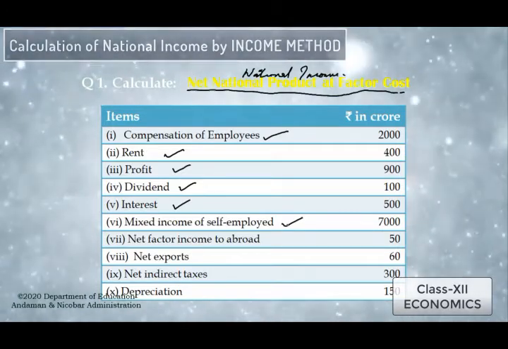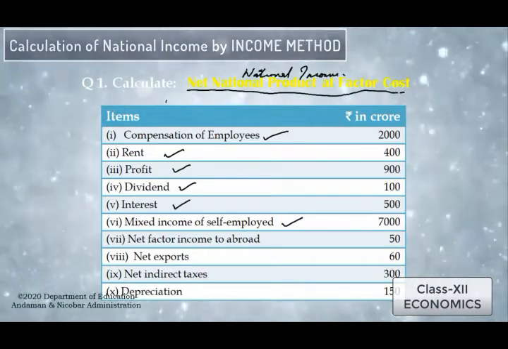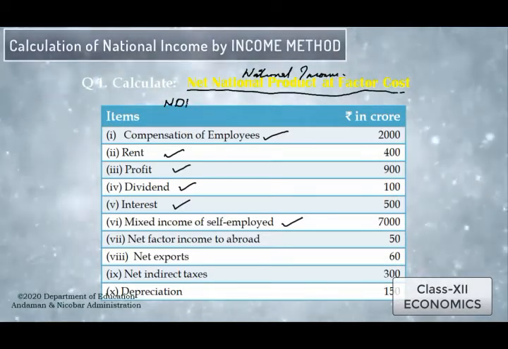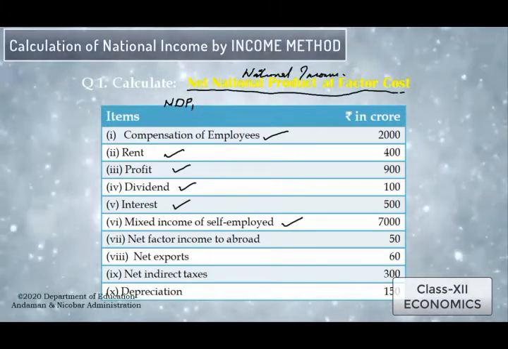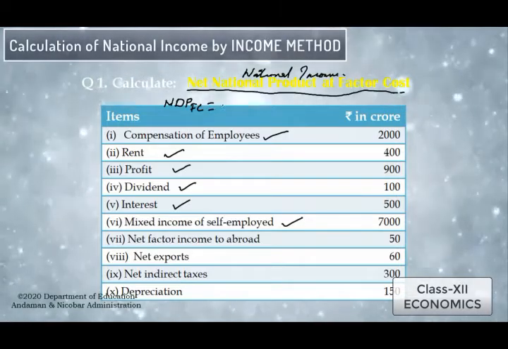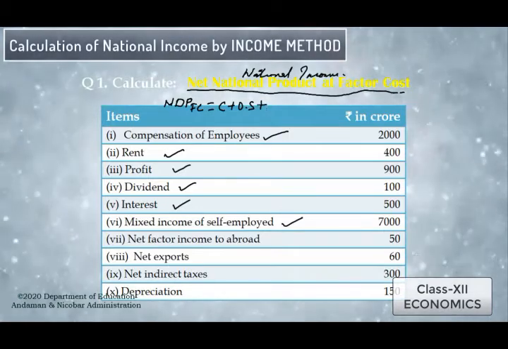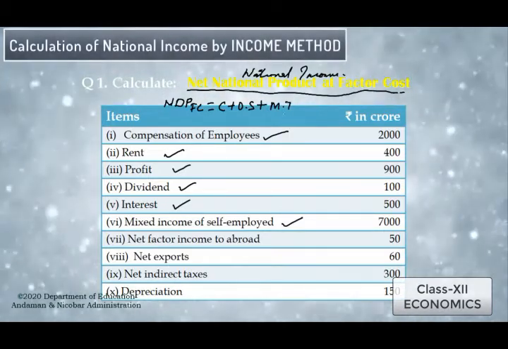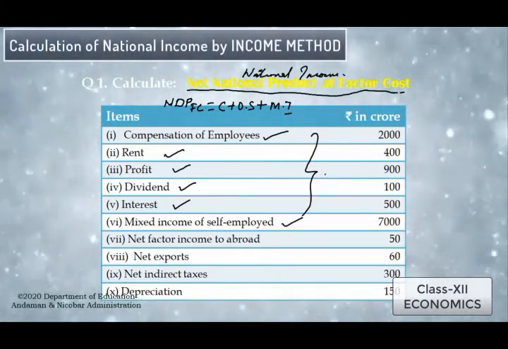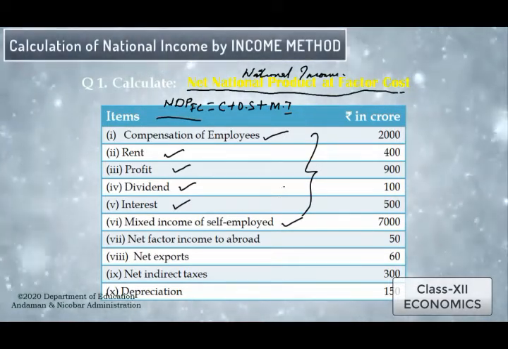So students, while calculating national income through the income method, we know that the base value we derive from this method is the NDP at factor cost. That can be calculated by adding the value of compensation of employees plus operating surplus with the value of mixed income. We have these values in this question, and after getting the value of NDP at factor cost, we will convert it into NNP at factor cost.